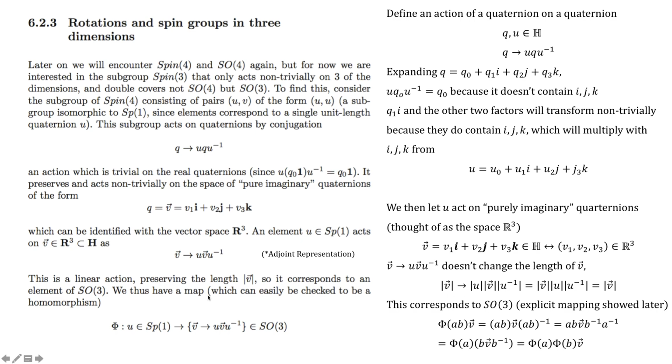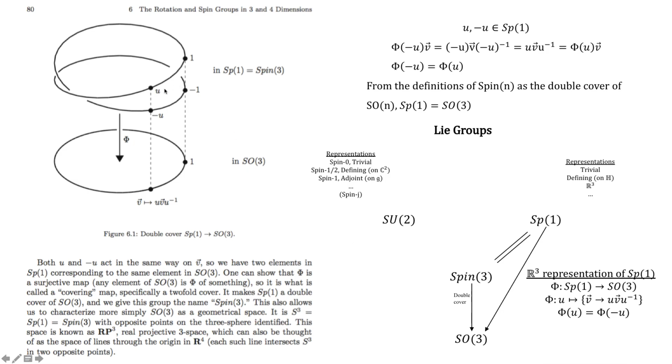Specifically, if we define a map from SP1 to SO3, this can be quickly checked to be a homomorphism, and we'll see a more explicit construction of this map later. It is interesting to note that two elements, U and minus U of SP1, both map to the same rotation element in SO3. One can show that this homomorphism is surjective, and it is known as the covering map. Specifically, it is a twofold cover. This makes SP1 a double cover of SO3.